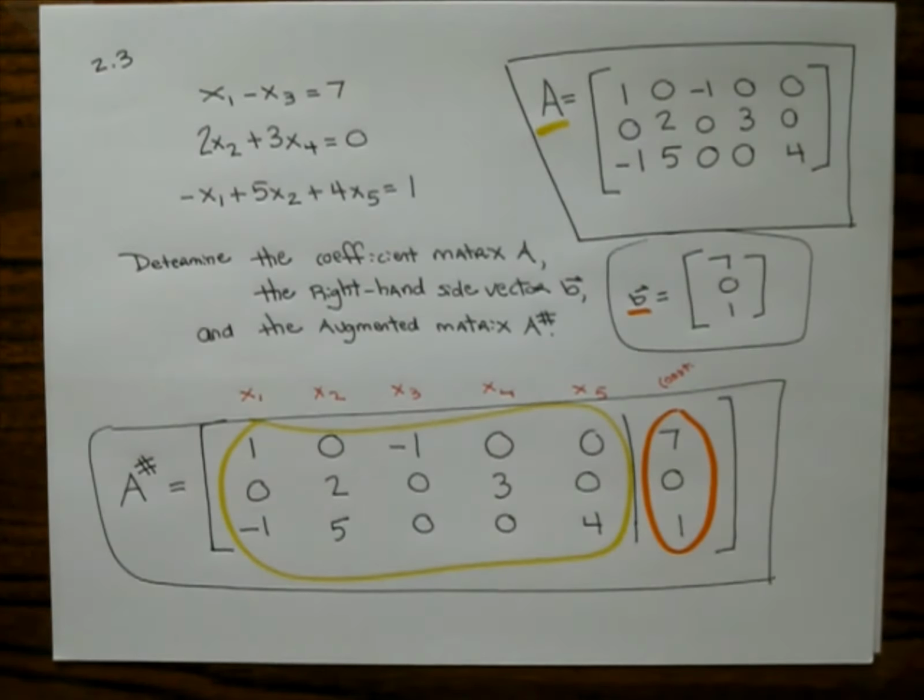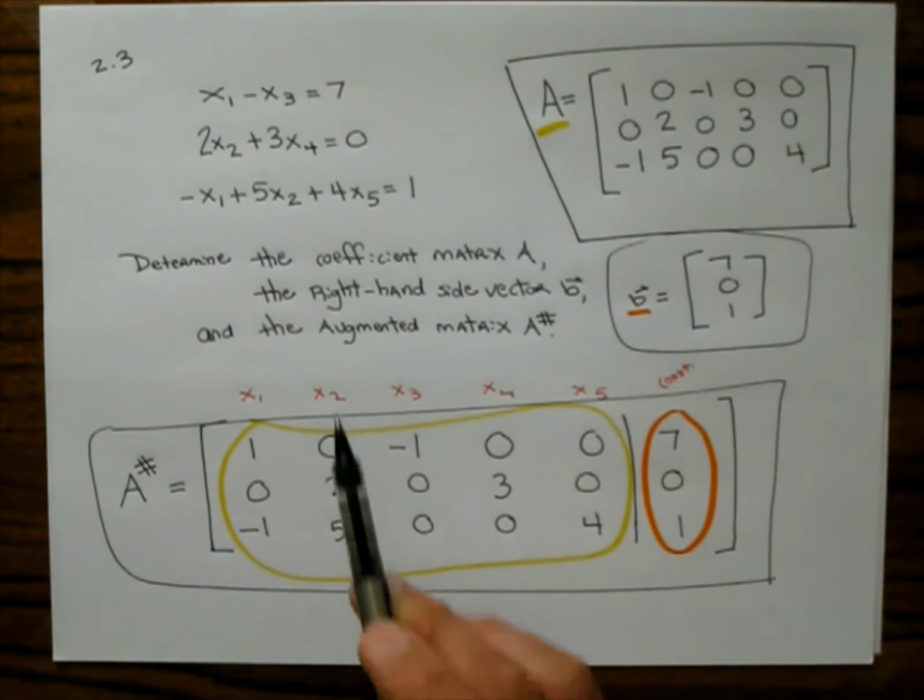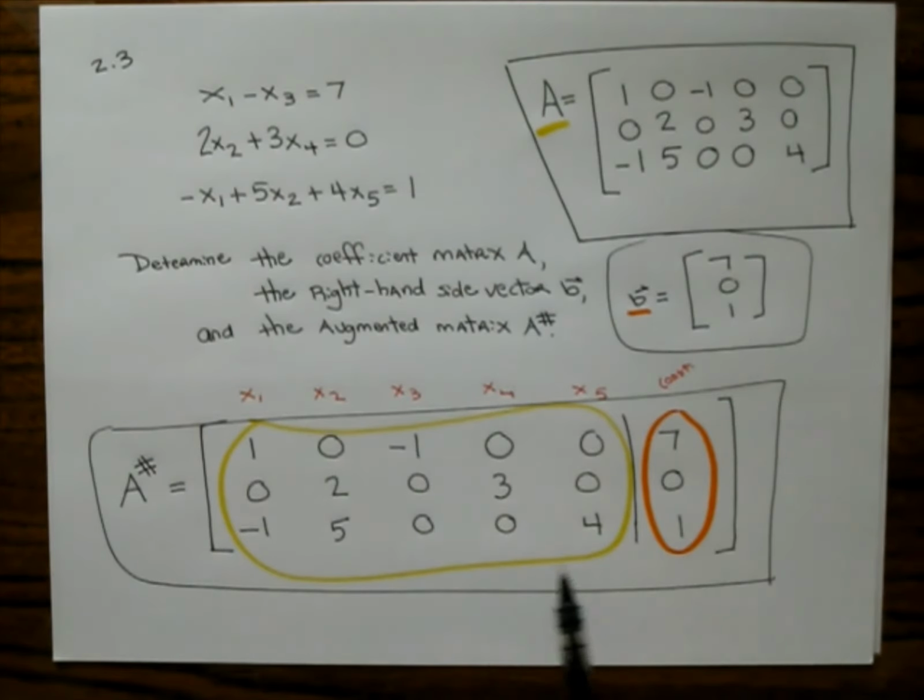Okay, so that's how we do things in 2.3. Now, once again, be prepared to do these kinds of questions, and also the other kind where we give you some of the matrices and ask you to write the system. 2.4.